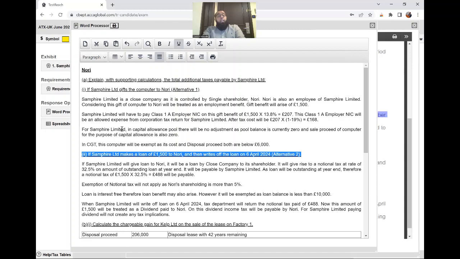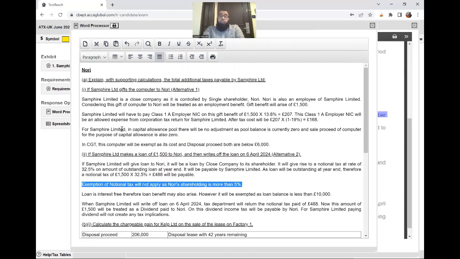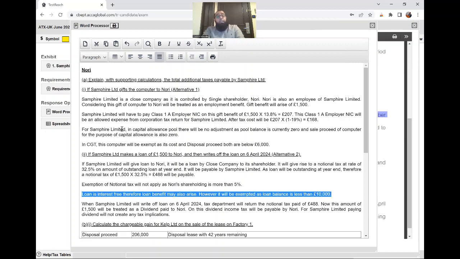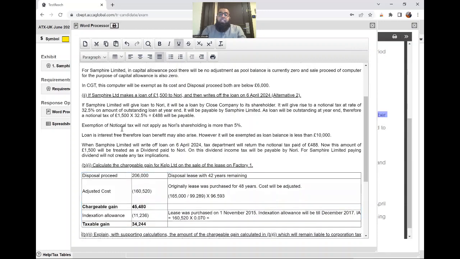Part B2, loan to a shareholder, notional tax deposit. Exemption is not available as shareholding is more than 5%. Loan interest benefit will be exempted because loan balance is less than 10,000. And then write-off of the loan will become a dividend. And then there was CGT on sale of a lease. Is it clear?